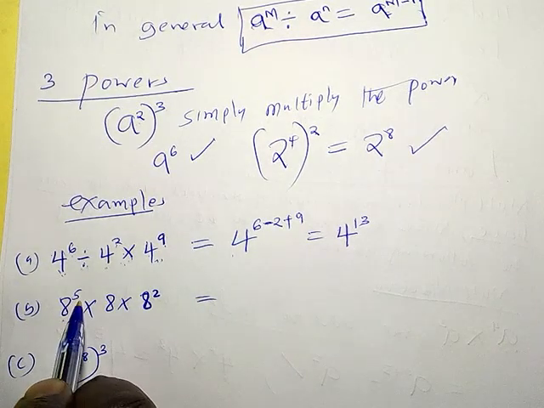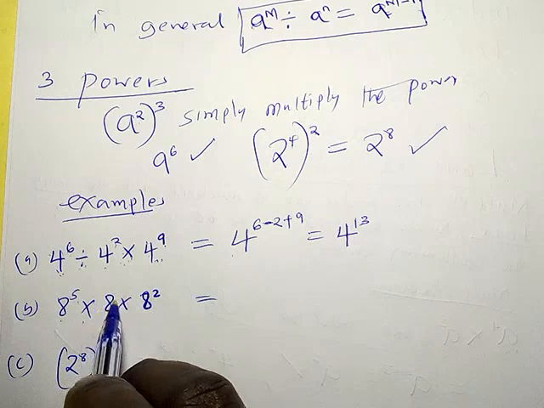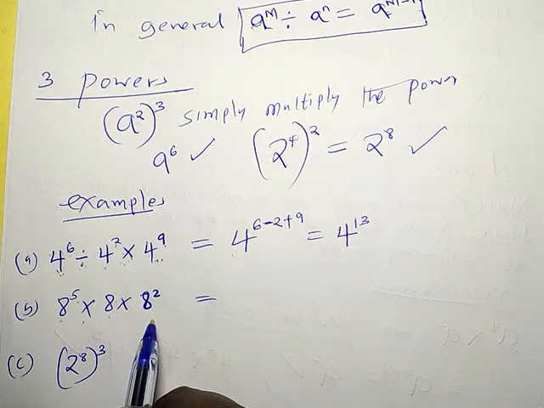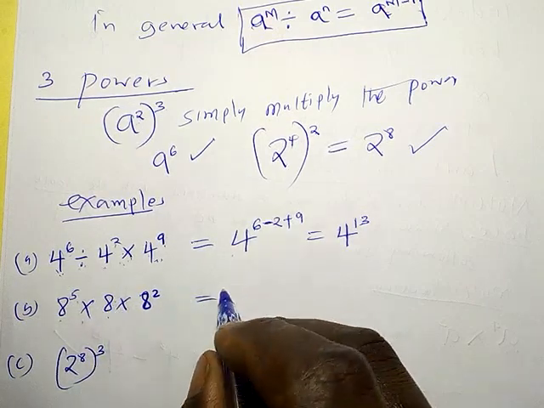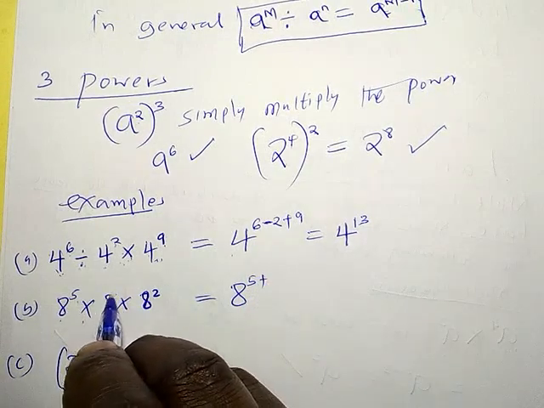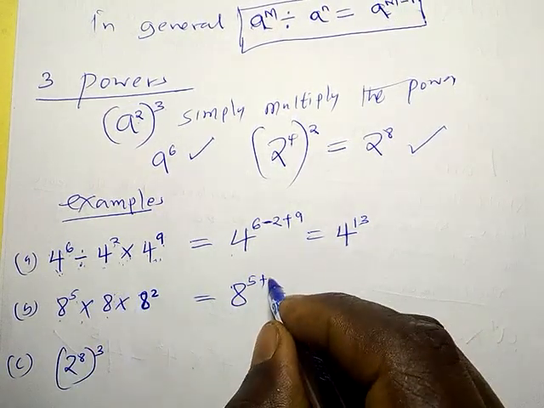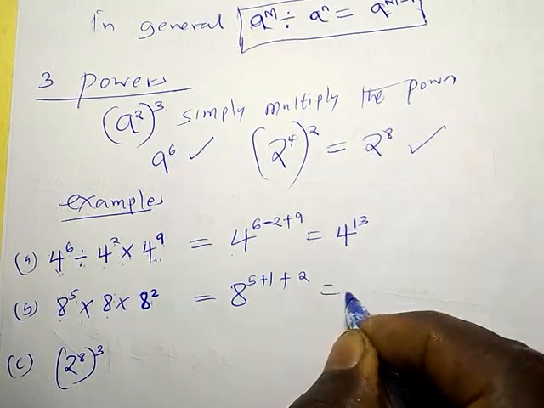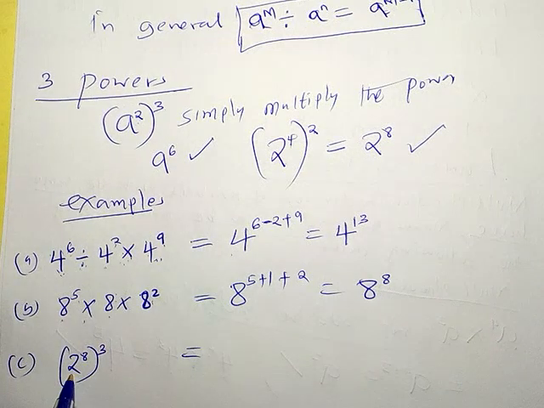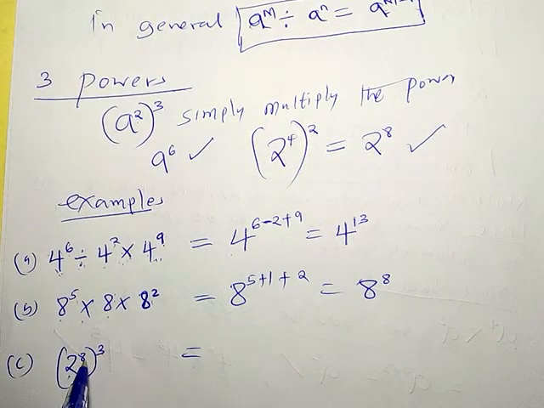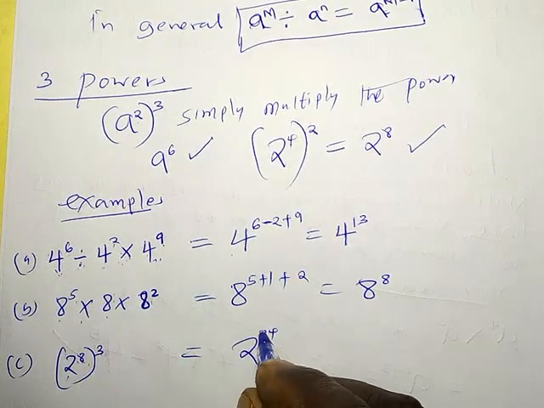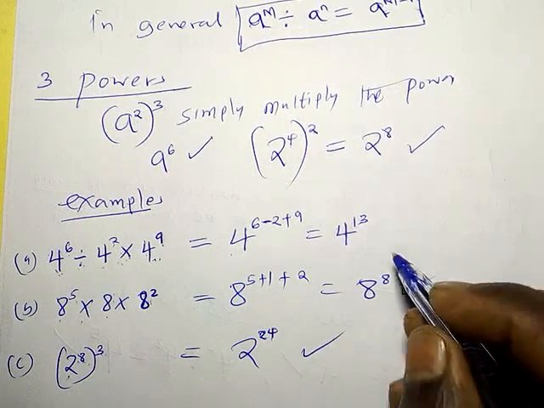8 raised to power 5 times 8 raised to power 3 times 8. This 8 has not been raised to any power. A number which is not raised to any power is simply raised to power 1. So this one is 8, 5 plus 3 plus 1. There is a 1 here which is not visible. So 5 plus 3 plus 1, and the answer is 8 to power 9. Next, 2 raised to power 8 raised to power 3. You multiply the powers. That is 2 raised to power 24. That's how the rules apply.